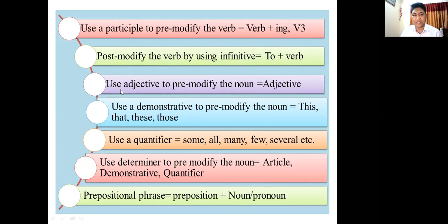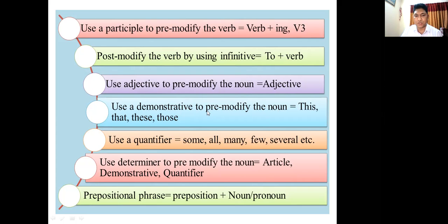Come to next one, that is use adjective to pre-modify the noun. Okay, what you have to use is mentioned here, so don't worry. Use adjective, that means that you have to use an appropriate adjective before noun. Okay, before the given words. Use a demonstrative to pre-modify the noun.